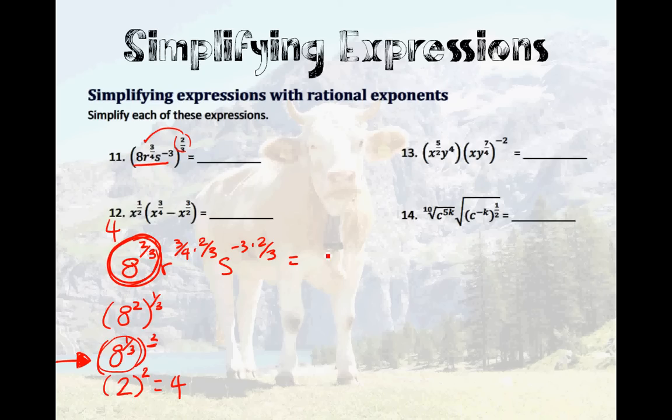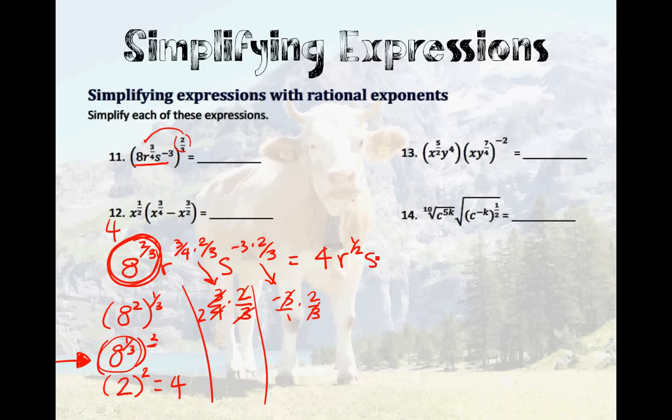So if we finish simplifying this, we have 4r, and then here you see that we have, I'm going to write it here, 3/4 times 2/3, that's this right there. The 3's cancel, the 2 and the 4 kind of cancel, so you end up with r to the 1/2. Okay, and then same thing here, we have negative 3 over 1 times 2 over 3. These 3's cancel, and so you end up with s to the negative 2. And so that would be your answer there.